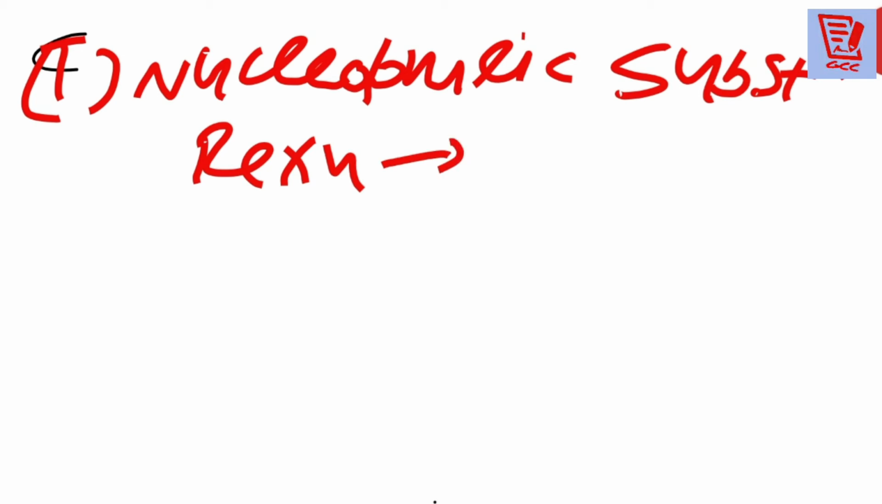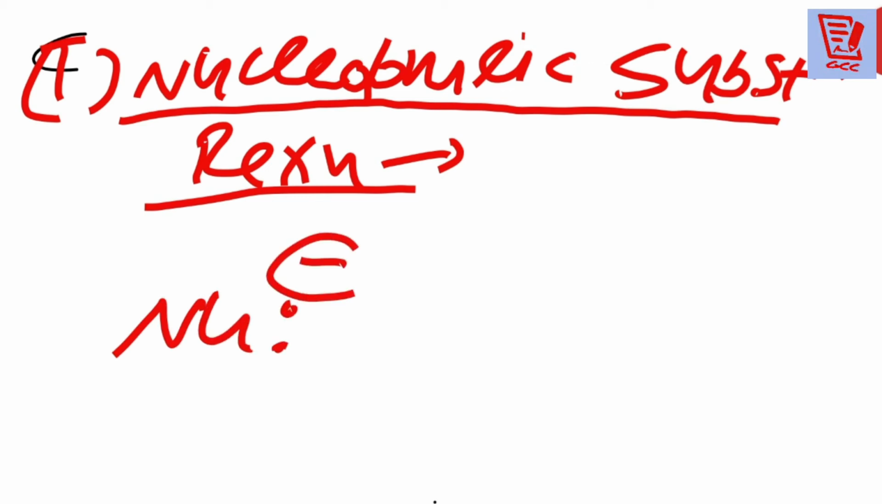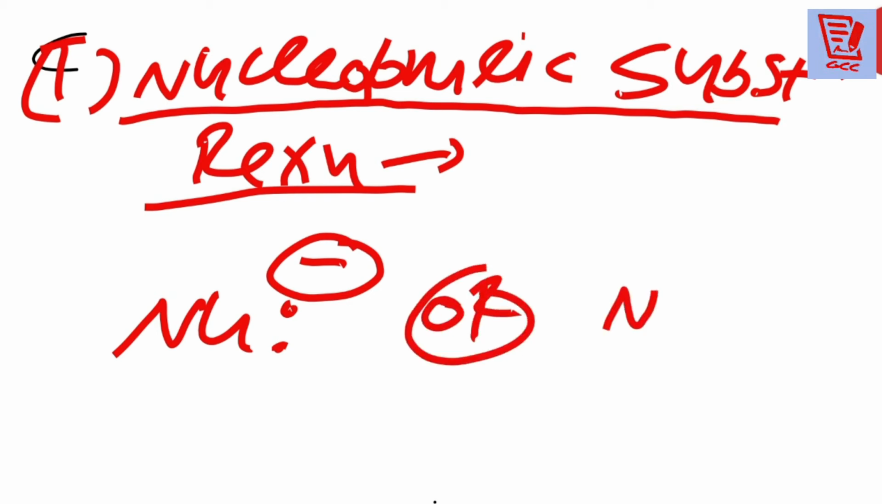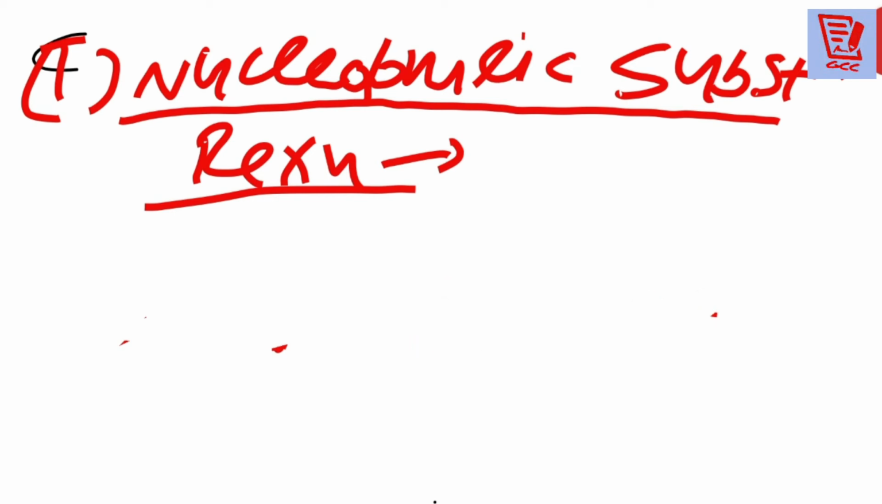Students, before doing this reaction, I hope you all know the meaning of nucleophile. A nucleophile is always an electron rich species. It can be negatively charged or it can be neutral, but just remember it is always an electron rich species. Now we have to do the substitution of a nucleophile.